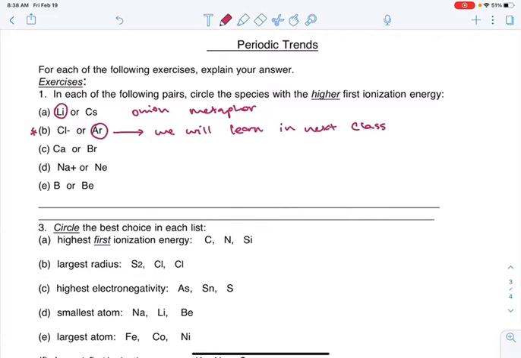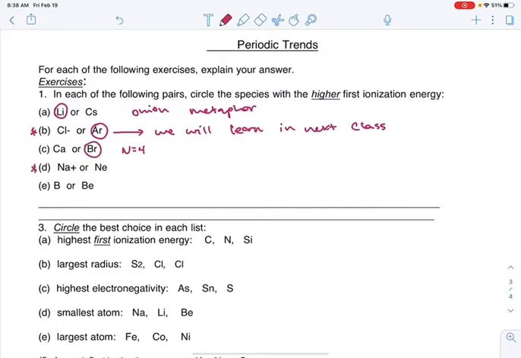Calcium or bromine. So we've got calcium and bromine are both on n equals 4. So they're on the fourth row together, which is nice. We can make a good comparison. As we move to the right, ionization energy increases, so it's going to be bromine.